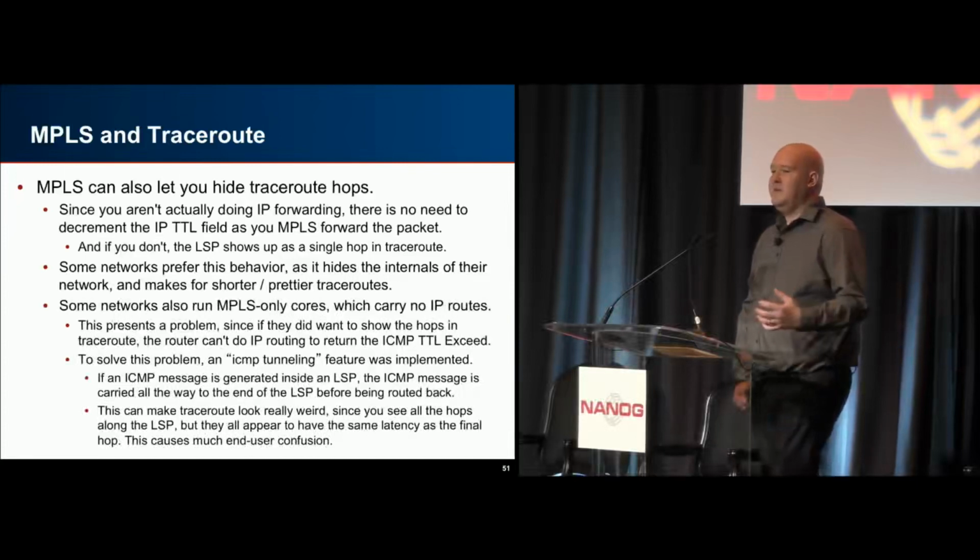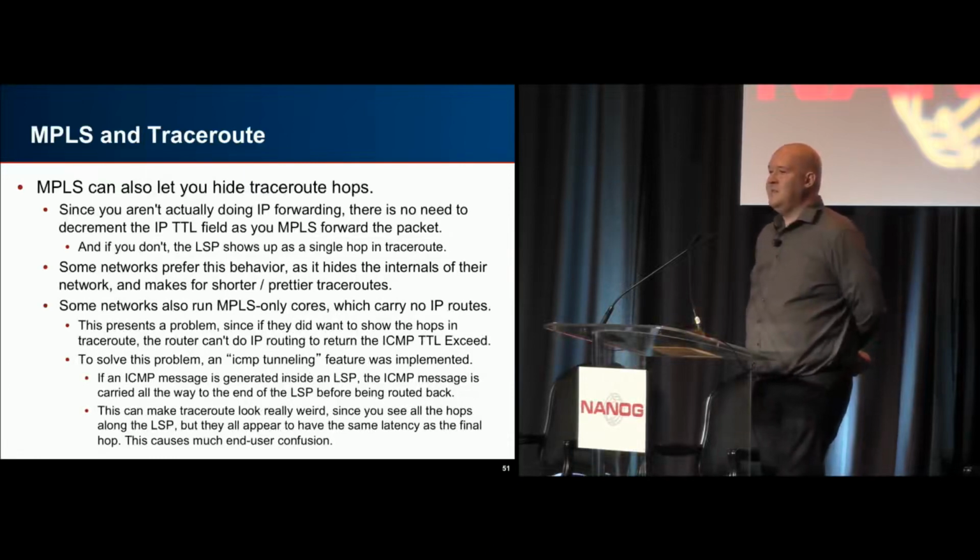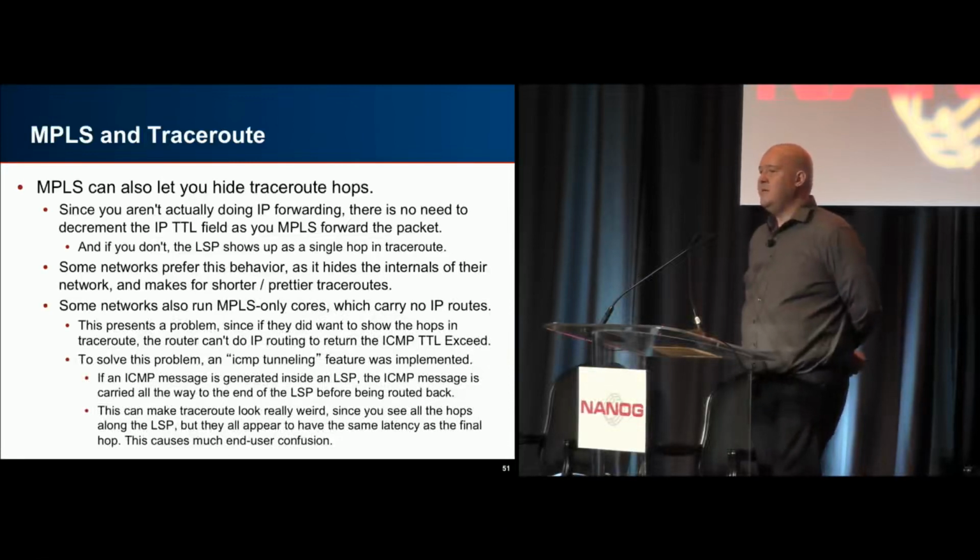decrement the TTL, but you don't have an IP table in the core. So there's a workaround for this called ICMP tunneling. What happens here is when an ICMP message is generated inside an LSP, so let's say you're forwarding a packet, it gets halfway through an LSP, you are decrementing TTL, all of a sudden your TTL runs out, and you drop the packet. Now you're trying to generate an ICMP message and send it all the way back to your original traceroute source. It wouldn't work. You wouldn't be able to send it back because you don't have that full routing table.